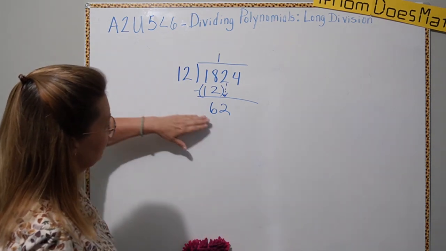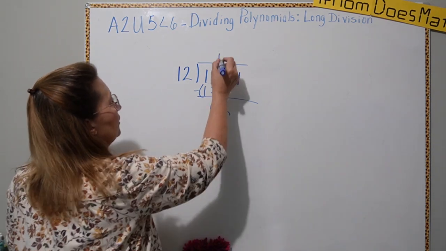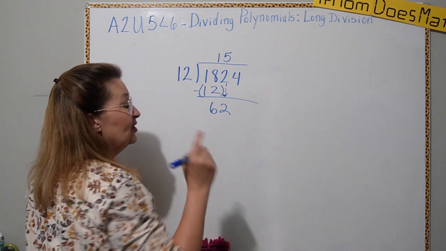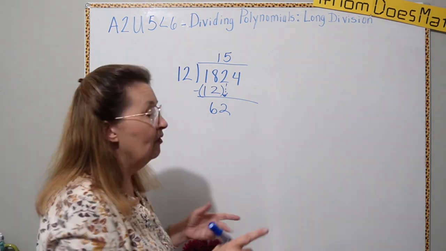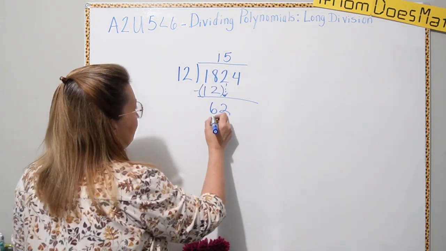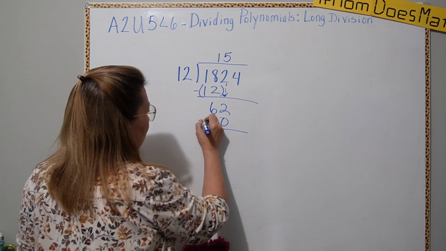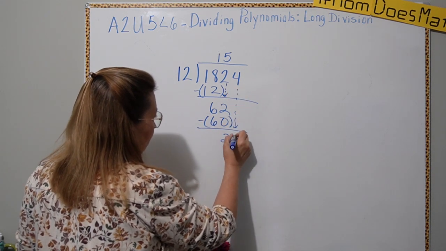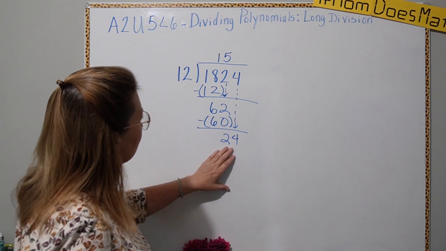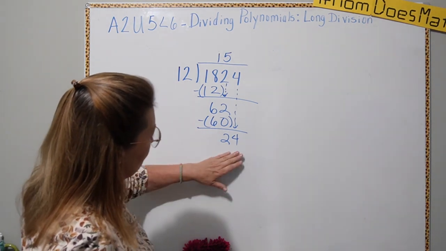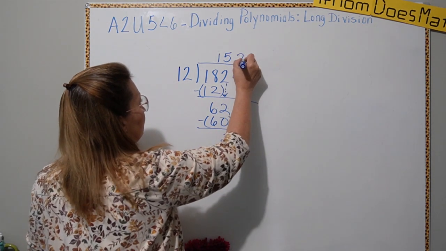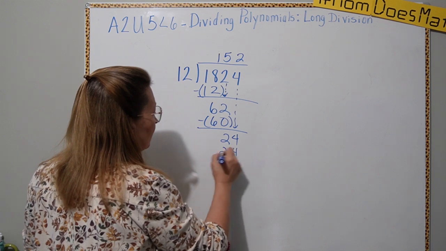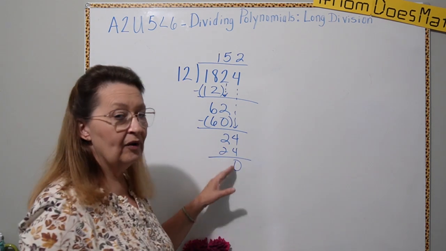You said, how many times will 12 go into 62? Well, it'll go 5 times. Remember, you had to know your facts as well. 5 times 12 is 60, and then you subtracted, so you got 2, and then you brought down that number. So now you had 24, and you said, well, how many times will 12 go into 24? And that was 2, so you had 24, and hopefully you got a 0 here.